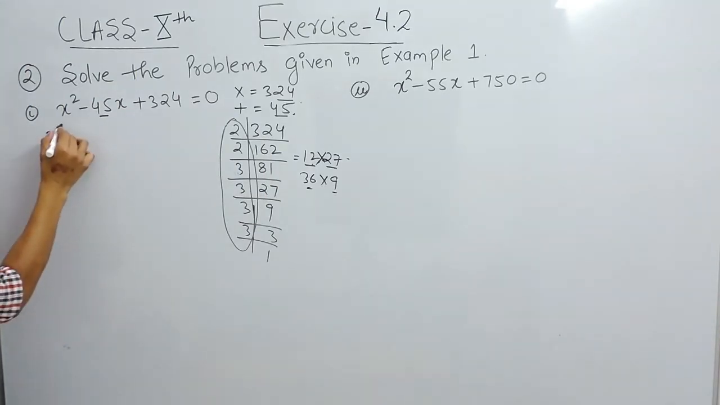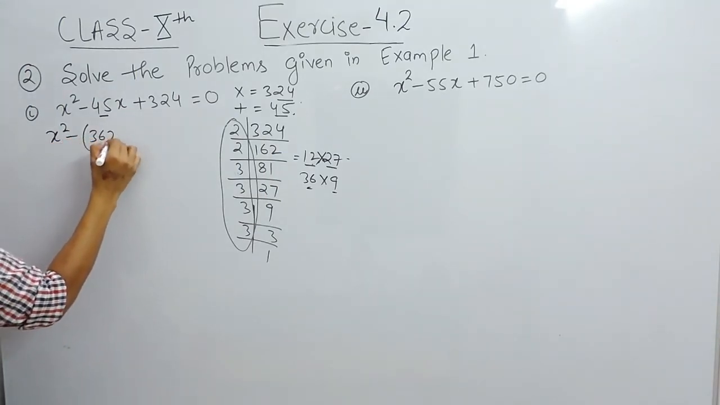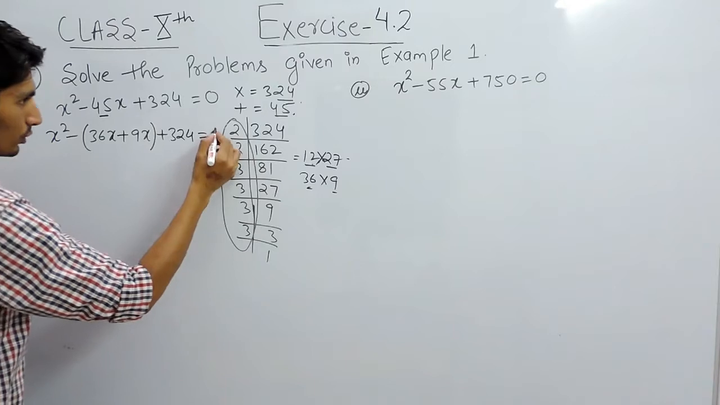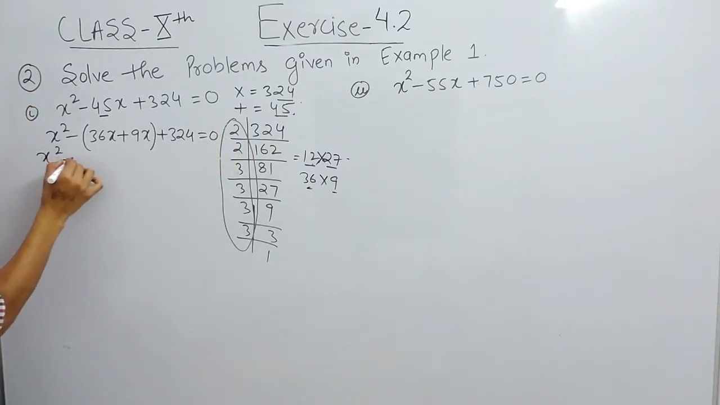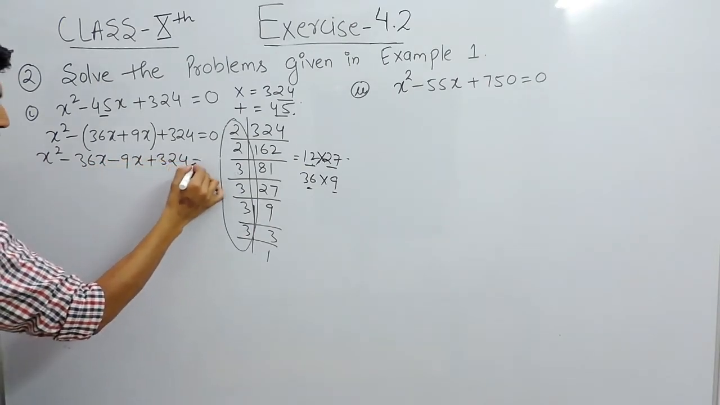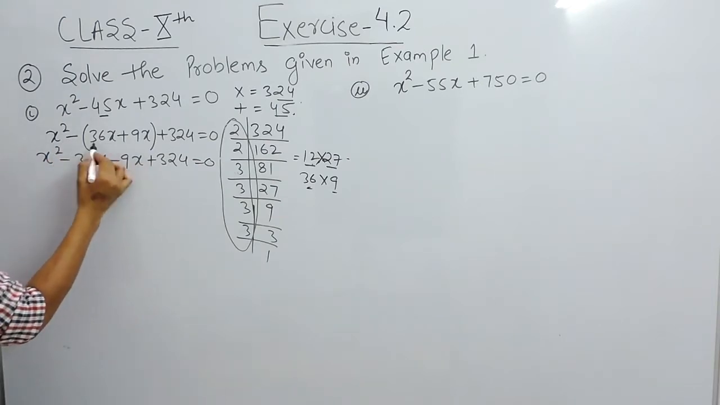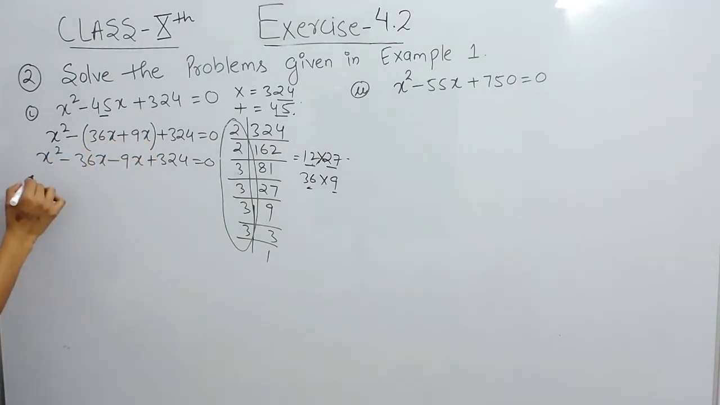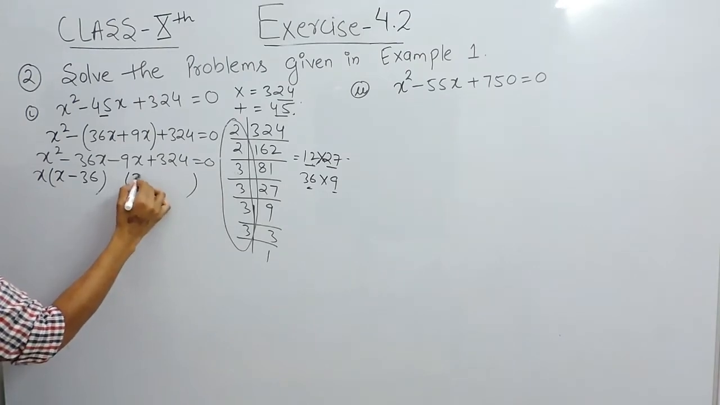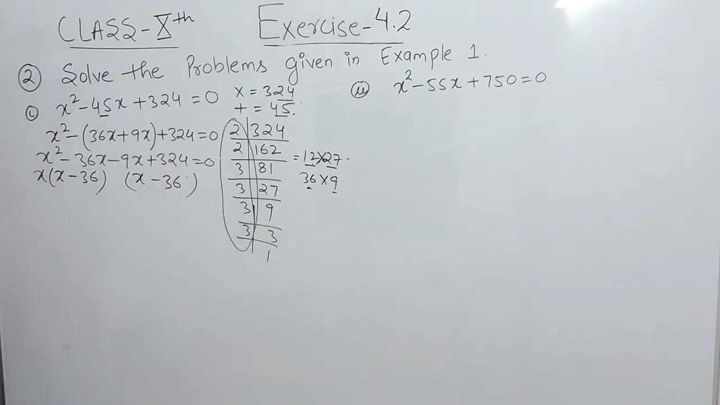So you can split this 45x into 36x plus 9x, and plus 324 equals 0. Now you can open the bracket. So this is x squared minus 36x minus 9x plus 324 equals 0. When there is a negative sign, you have to change both the signs inside the bracket. Now you can take x as common, so only x minus 36 will remain from the two terms, and from the other two you have to take something common so that inside the bracket only x minus 36 will remain. So clearly you have to take 9 common.